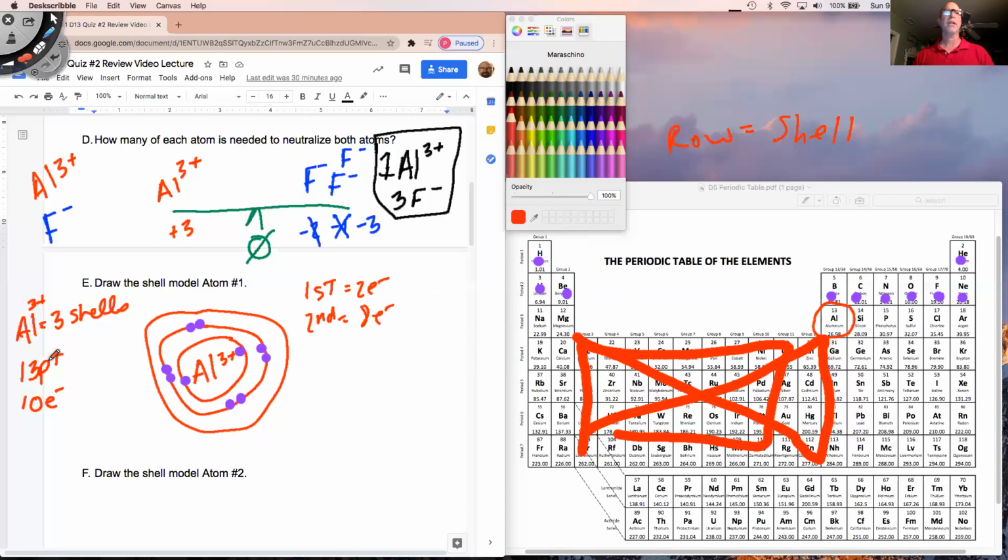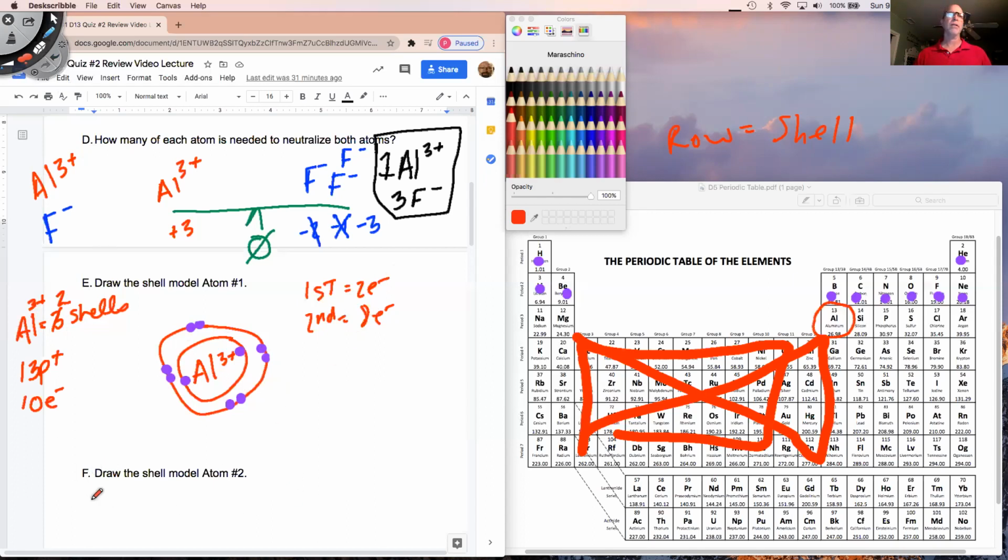Now, how many shells do we have? Well, it says we have 3 shells, but remember there's no electrons in this shell. So we're going to lose this shell right here, right? So our response would change to not three shells. It would change to 2 shells. So this one only has 2 shells when we draw our shell diagram, all right? First shell has 2, second shell has 8.